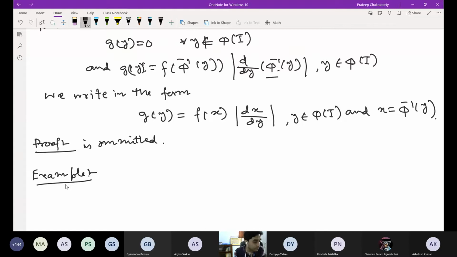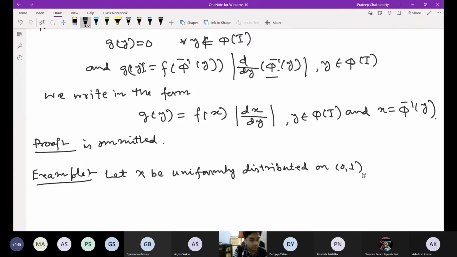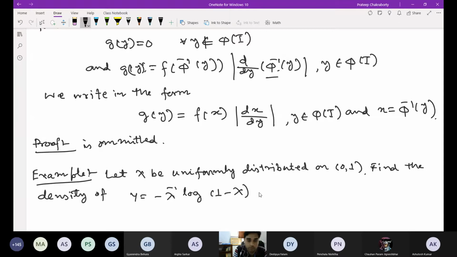Okay, one example. Let x be uniformly distributed on 0, 1. Find the density of y is equal to minus lambda inverse log 1 minus x, for lambda greater than 0.